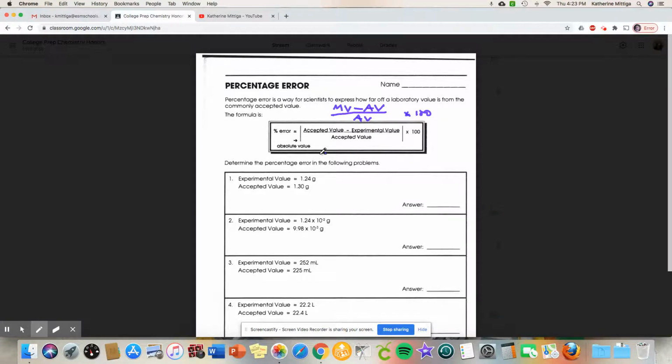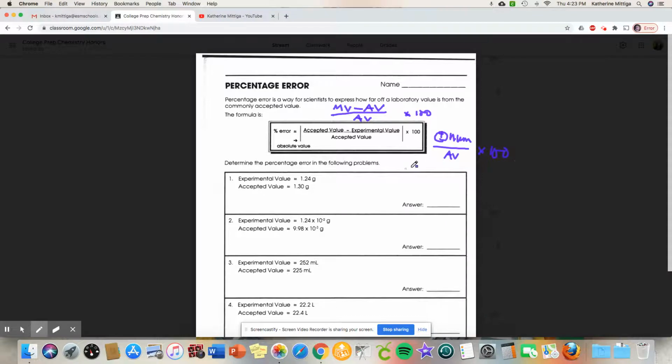The only difference is that there's an absolute value. So the takeaway is it doesn't matter how you subtract the two values, as long as it's a positive value. So we're just going to have a positive numerator. Always divide it by the accepted value and always multiply it by 100.